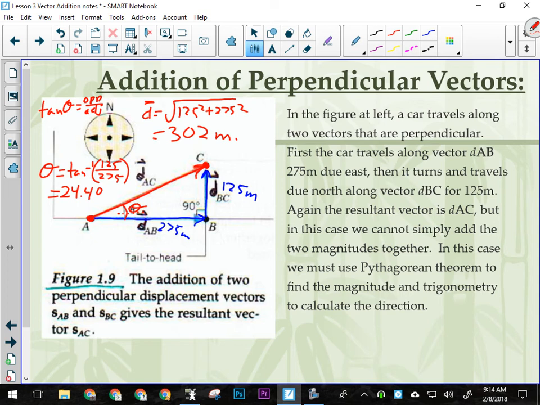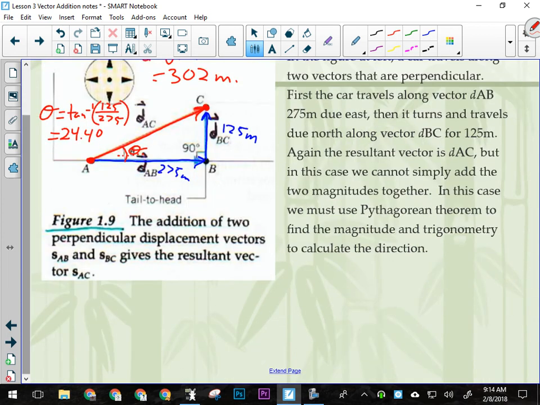The two numbers I was given in the question both have 3 significant figures, so my answer, including the angle, should have 3 significant figures. So my final answer is that the total displacement is 302 meters at 24.4 degrees. Which direction? North of east. I have to say it that way. I can't say northeast. Why can't I say northeast?